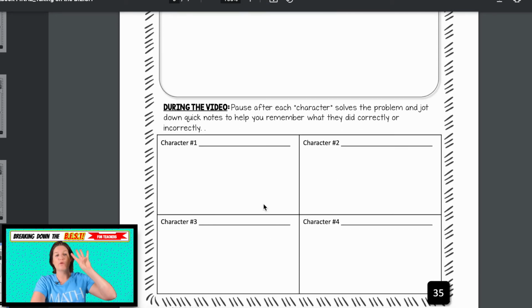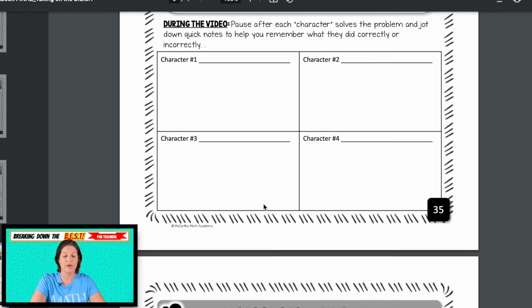And then they'll watch 4 characters solve that same problem. Those characters are really just me dressed up in silly costumes. 3 of those characters will make a mistake that students commonly make, and only one has the most reasonable answer.